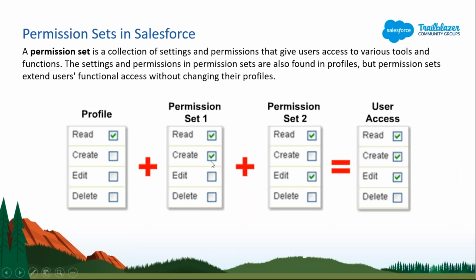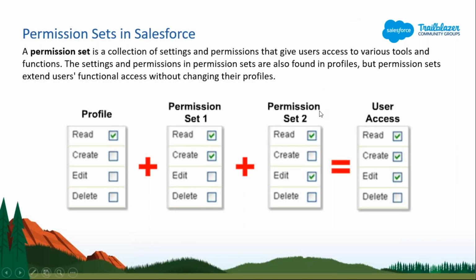The create will come from this permission set 1, and edit will come from this permission set 2. So the user will have read, create, and edit, but other users, the 7 user, will not have this. The 7 user will have only read access, because they are not assigned permission set 1 and 2. So if you want to give more access than the profile, you can create a permission set and assign it. Got it?